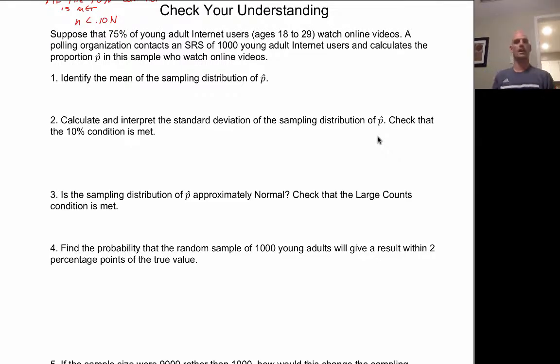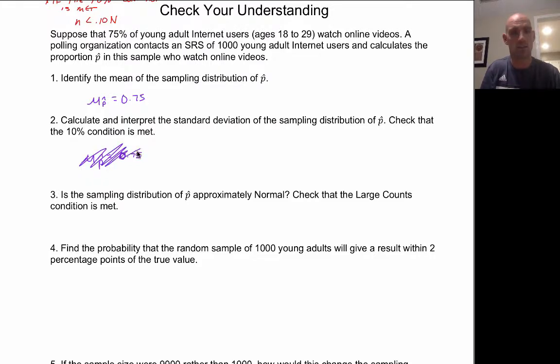We're going to look at what it is supposed to be. Identify the mean of the sampling distribution of p hat. If this is true, and 1,000 is my sample size, the mean of my sampling distribution is equal to 0.75. And this is going to meet the 10% condition, because 1,000 people aged 18 to 29 is far less than 10%. The mean of my sampling distribution is equal to 0.75.